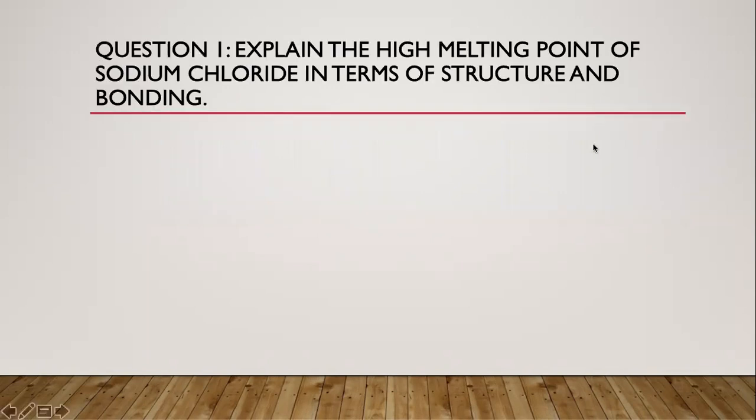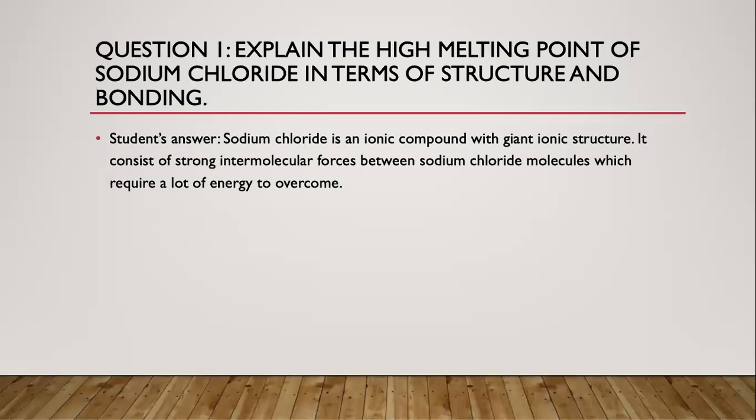For the first question, let us go through this. This is a very common examination question. Explain the high melting point of sodium chloride in terms of structure and bonding. A typical student answer will be: sodium chloride is an ionic compound with giant ionic structure. It consists of strong intermolecular forces between sodium chloride molecules, which require a lot of energy to overcome.